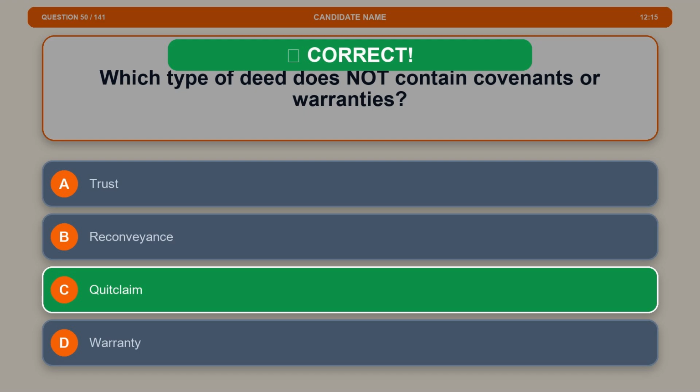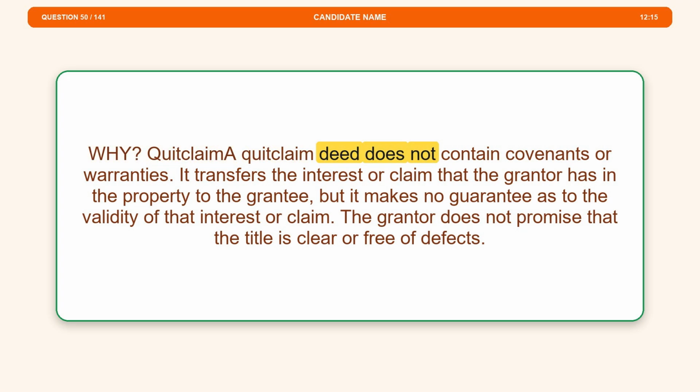The correct answer is option C. Quitclaim. A quitclaim deed does not contain covenants or warranties. It transfers the interest or claim that the grantor has in the property to the grantee, but it makes no guarantee as to the validity of that interest or claim. The grantor does not promise that the title is clear or free of defects.